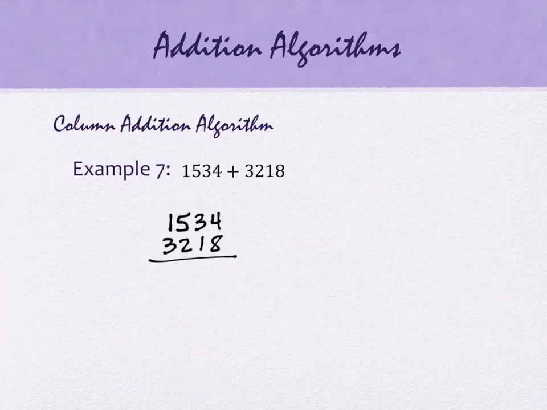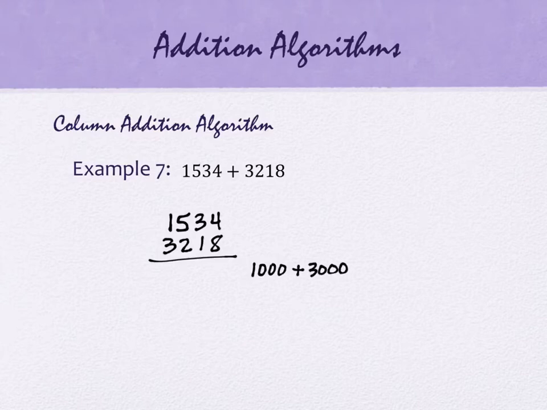So when I add this first one together, in some sense in my mind, I'm thinking that I'm adding 1,000 plus 3,000 because I'm adding the thousands column. And what is 1,000 plus 3,000? 4,000. So I won't write down all the additional steps on the side to show it, but that's what you're thinking every time.